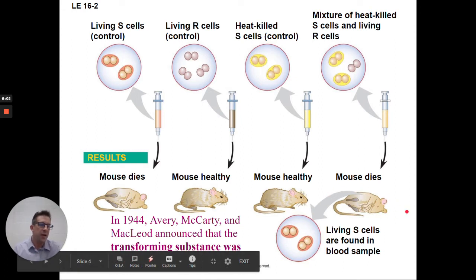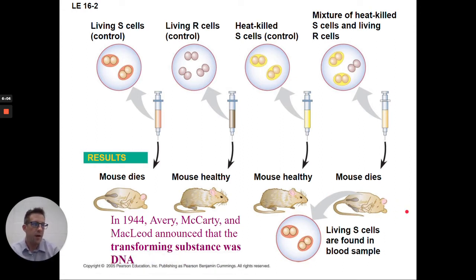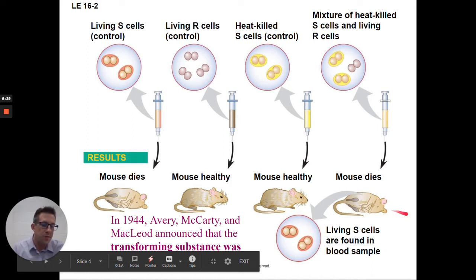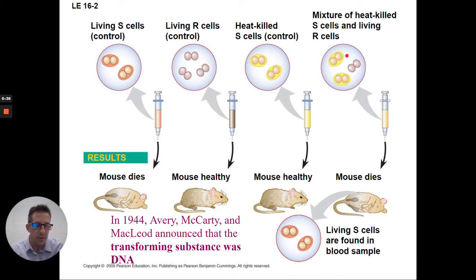And this is where we start to see how these discrepant events help us understand and learn things, right? He saw that the mouse died, and so it totally went against everything that he thought was going to happen. He went into the mouse's body and extracted some blood samples, and what he found was that there were actually living S cells in the blood sample of the dead mouse. But where did they come from? They weren't in the original samples. He only put in harmless ones and heat-killed ones.